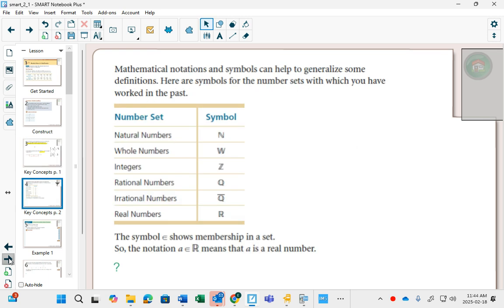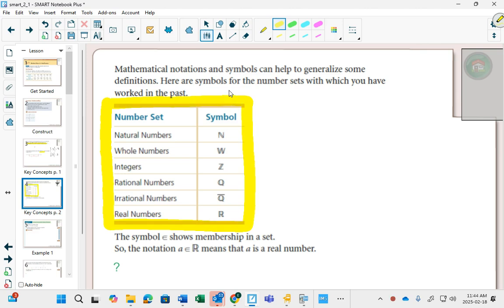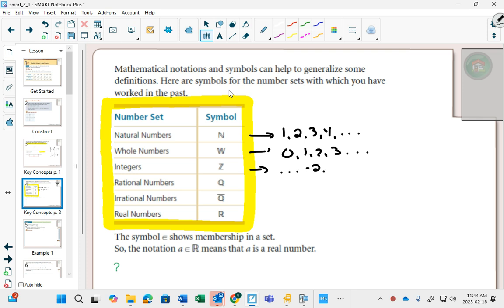Okay? Some other things to highlight. Remember your number families, and then the symbols for your number families. So, natural numbers, those are your counting numbers: 1, 2, 3, 4, and so on. Whole numbers adds the 0. Integers, you put dots on both sides because they include positive and negative whole numbers. So it goes in both directions forever.